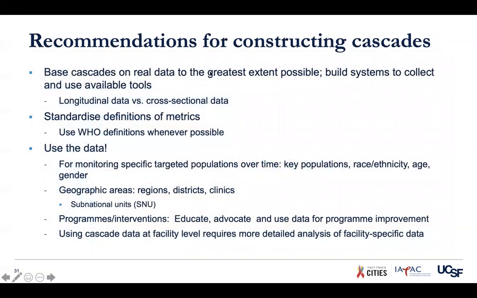So some recommendations. First of all, base the cascade on real data to the greatest extent possible, and build systems to collect and use available tools, right? I'm a big believer in cross-sectional data. There are other people who are big believers in longitudinal data. I think both are useful and have various specific uses, but I would start with cross-sectional and then graduate to longitudinal.